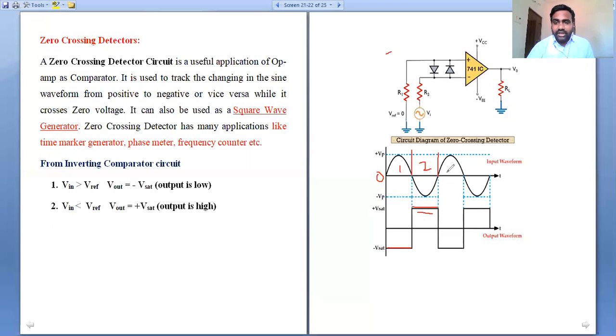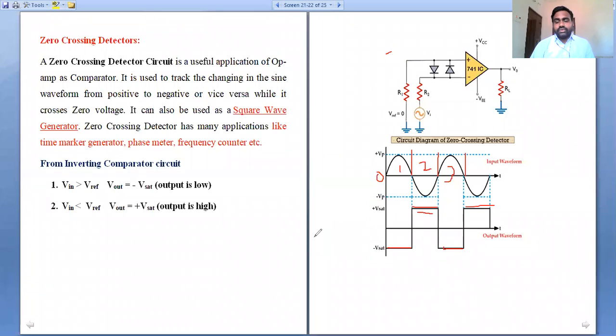Similarly, at the third instant, again the input voltage is greater than the reference voltage. Here we have the negative output. At the fourth instant, again the input voltage is less than the reference voltage, so again you have positive Vsat.